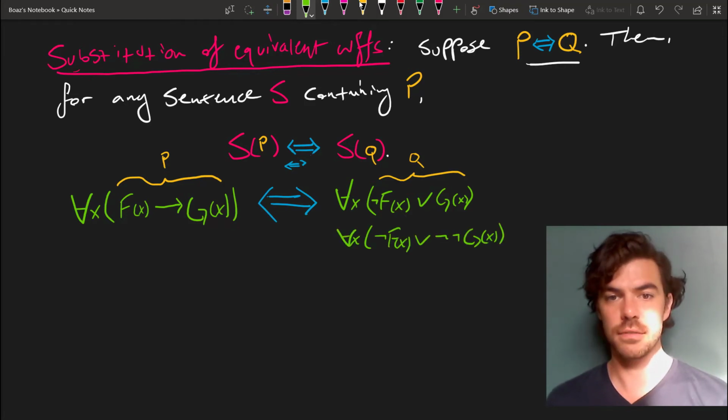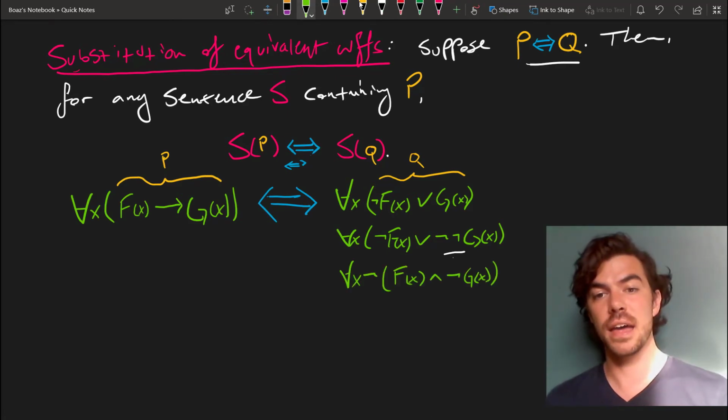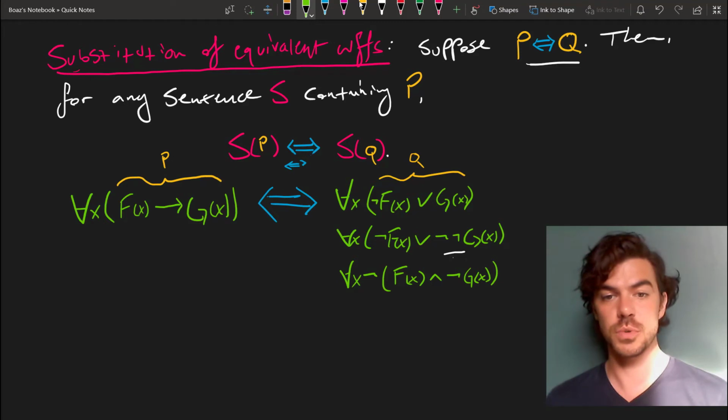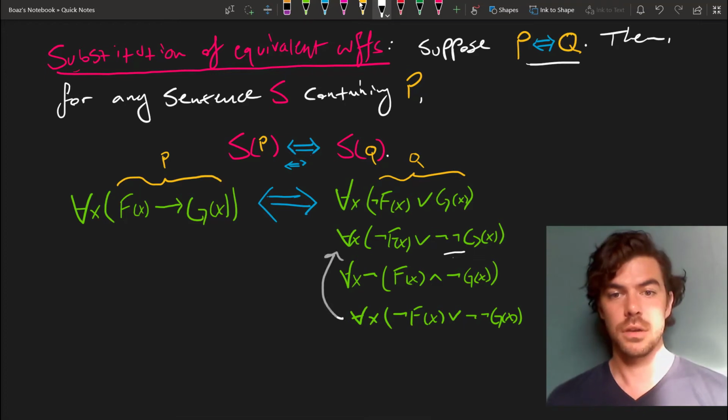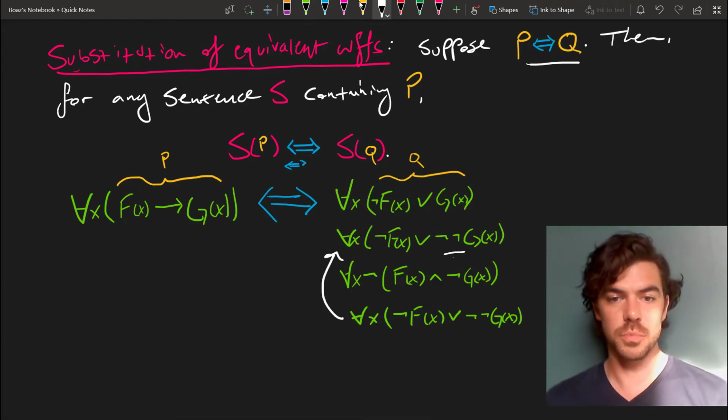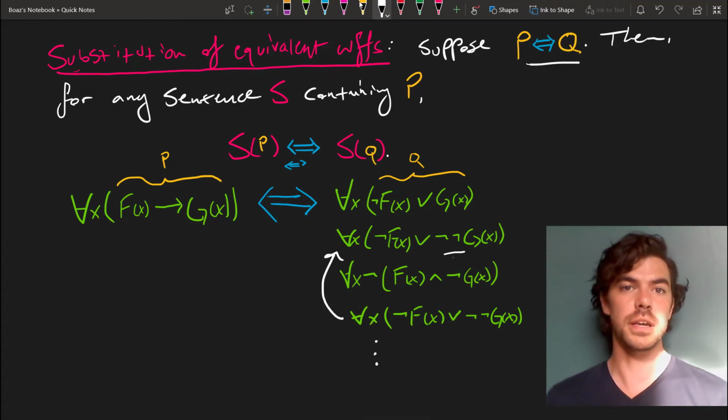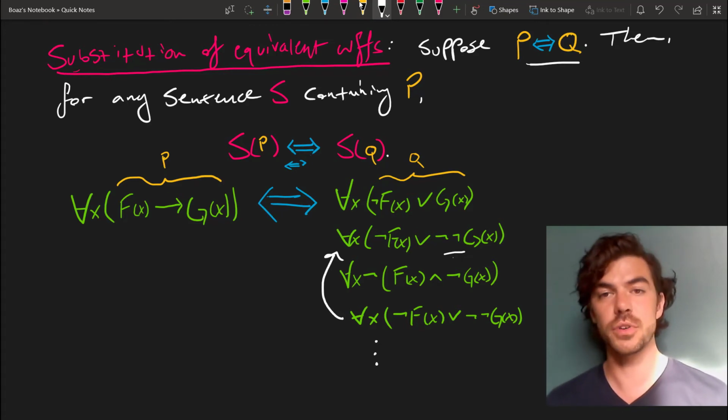For instance, for every x, x isn't an F or it's not a G, which turns on our rule for double negation here. Or for every x, it's not the case that x is an F and x is not a G, which, as we can see if we push the negation through, will just give us the following, where we flip the conjunction sign and double negate the G, which of course is just a repetition of this sentence up here. So you can keep on doing this as long as you please, and all of these will be equivalent based on our notion of the substitution of equivalent wffs.